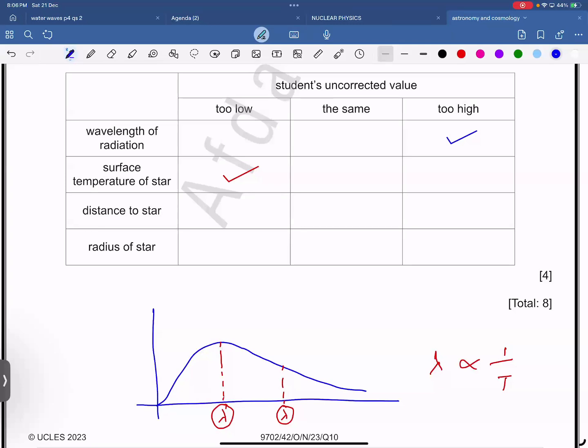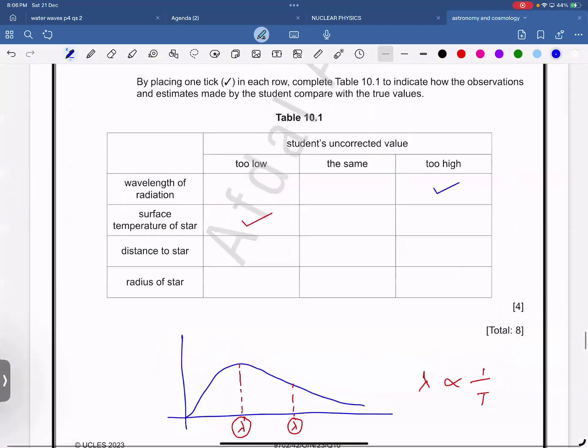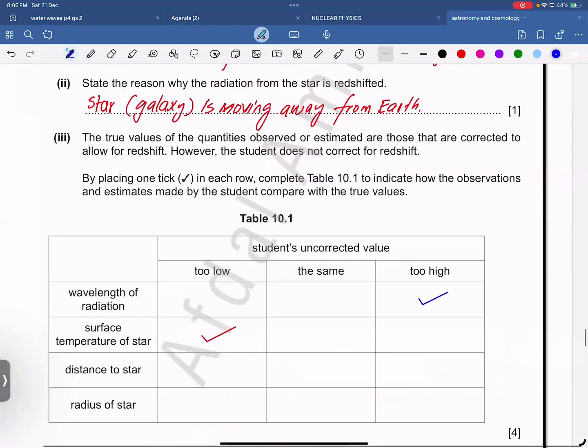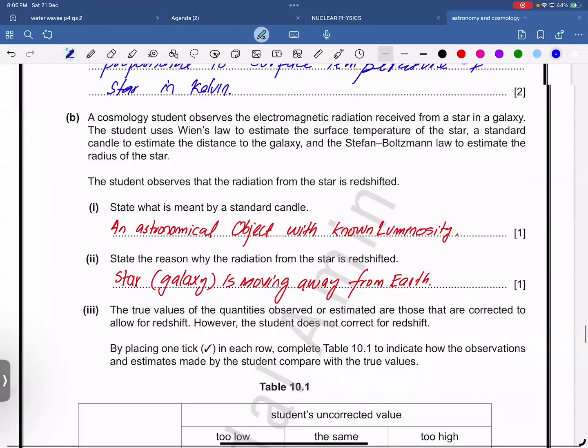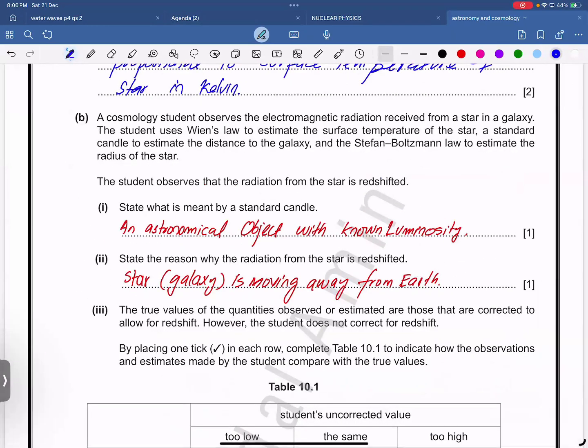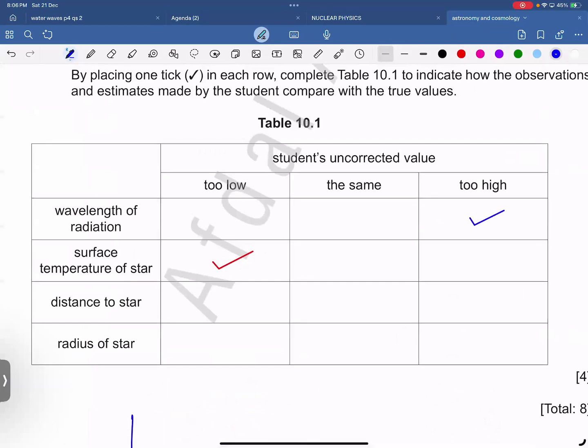Now, my dear, the distance. How distance is calculated, you need to read. A standard candle is used to estimate the distance. A standard candle is something with a known luminosity. So, will this be affected by wavelength? Tell me. Is the known luminosity of any standard candle affected by redshift? No. So the distance of the star in the calculations will not be affected, my dear.